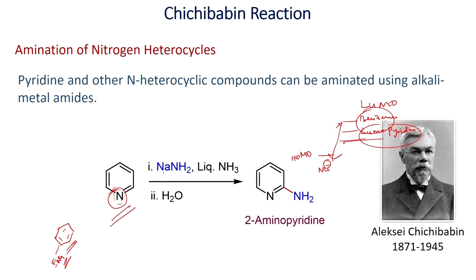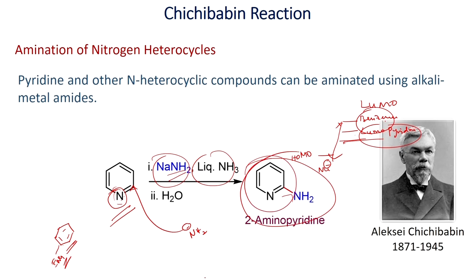If you have sodamide in liquid ammonia, you can generate this amide, which can act as a nucleophile and undergo reaction with pyridine. In this way you will be able to make 2-aminopyridine as a product, which is known as the Chichibabin reaction. So, pyridine and other heterocyclic compounds can be aminated using alkali metal amides. This very strong nucleophile, in liquid ammonia, can undergo reaction with pyridine, and you will be able to make 2-aminopyridine as the product.